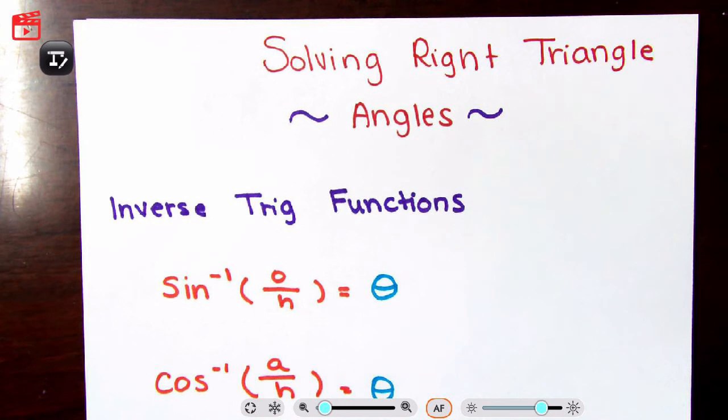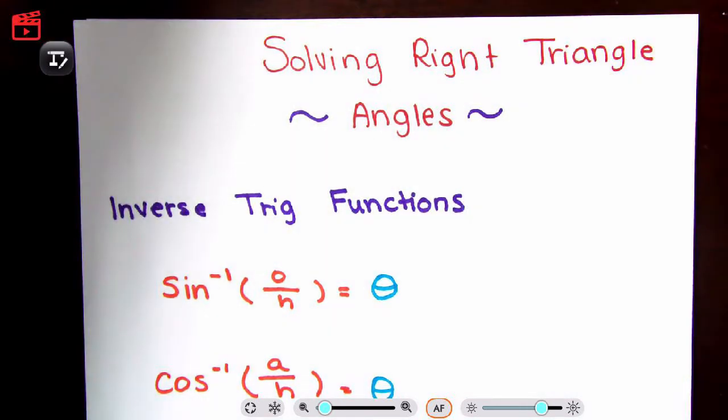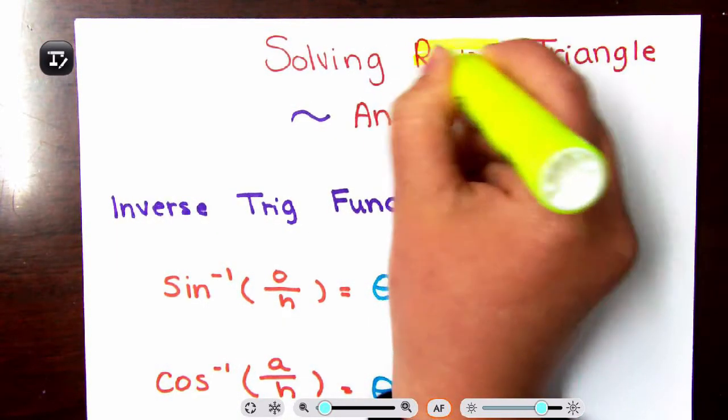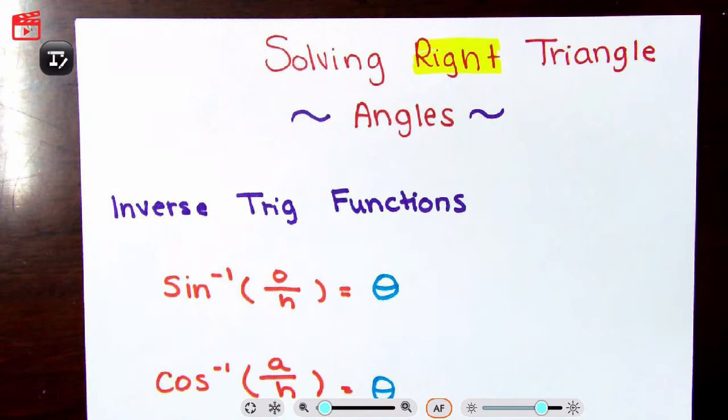In this video, we are going to be solving right triangle angles. So the angle is the unknown part in this triangle. Now, it's very important to understand that this is a right triangle. Therefore, we can use SOHCAHTOA. So we're going to be using right triangle trig ratios in order to solve them.